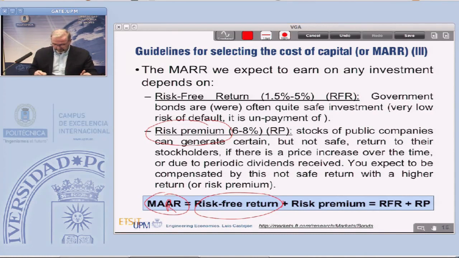And at the end, adding up the risk-free return, which is the RFR, plus the risk premium, RP, we obtain the minimum attractive rate of return. So that's the formula we are going to use every time.